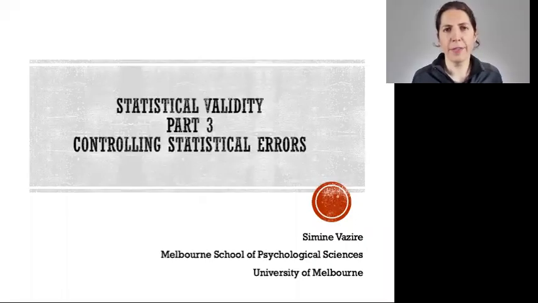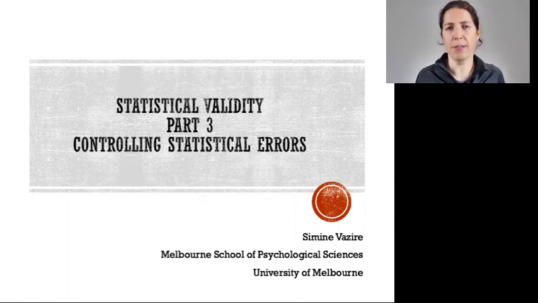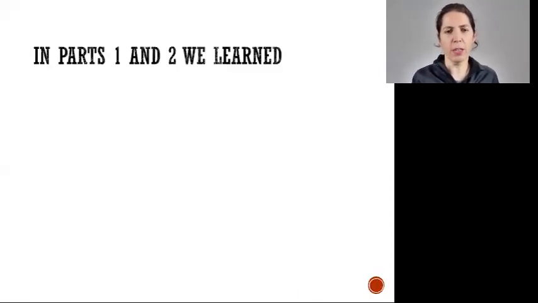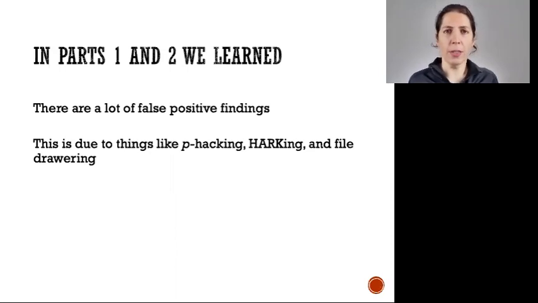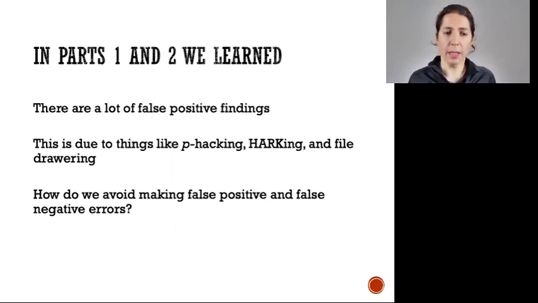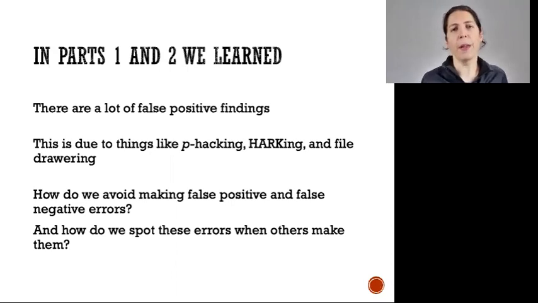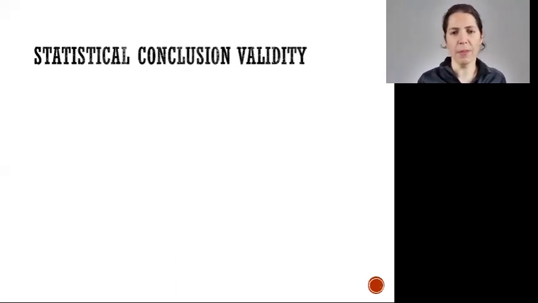Okay, so in this video, we're finally going to get to threats to statistical validity and how to spot them. In the earlier videos, we talked about how there are a lot of false positive findings, or at least we need to be worried that there might be, and that this is likely due to things like p-hacking, harking, and file drawering. So today we'll talk about how we avoid making these false positive and also false negative errors, and how we spot these errors. How do we evaluate the statistical conclusion validity of other people's claims?